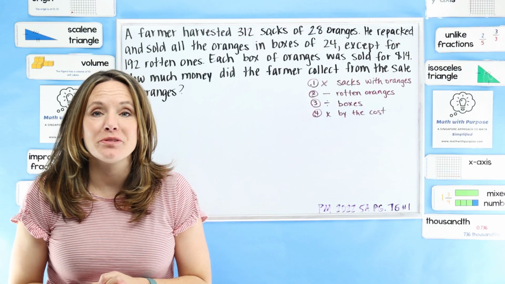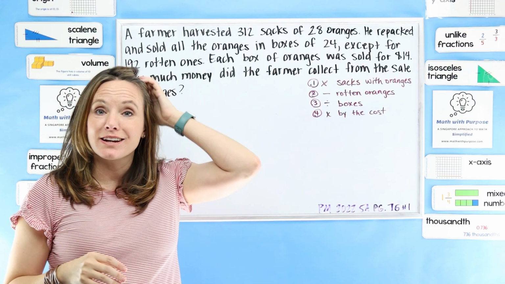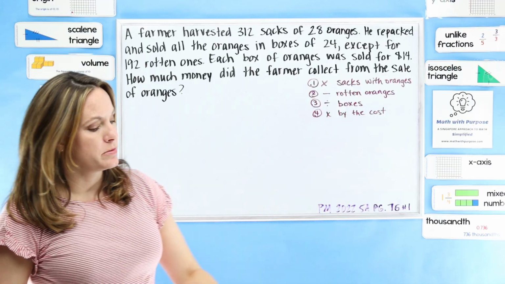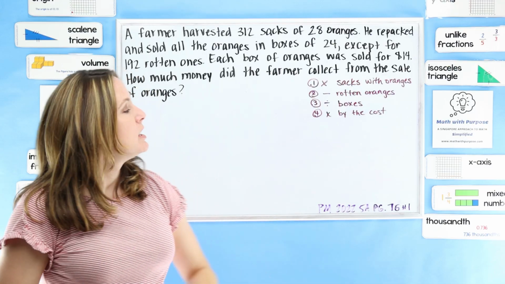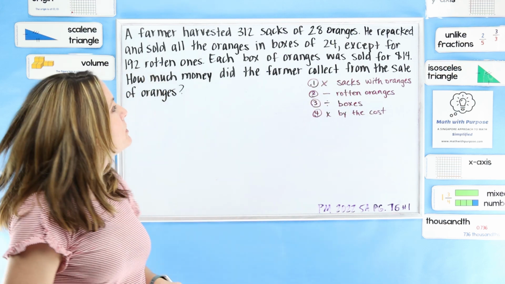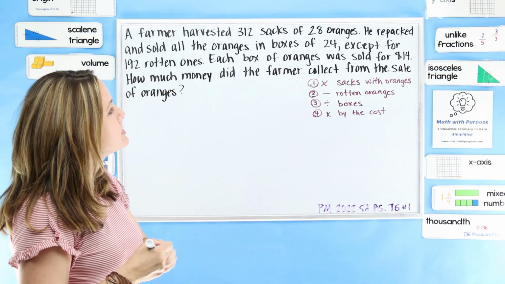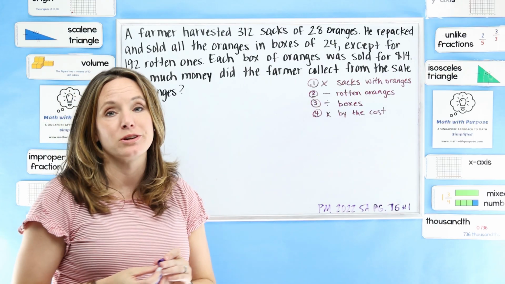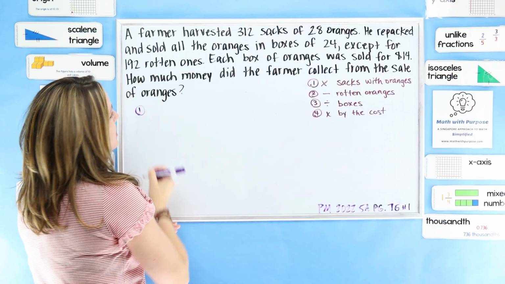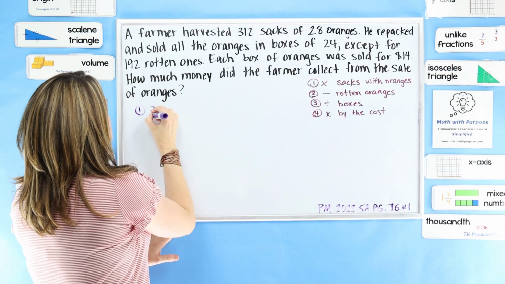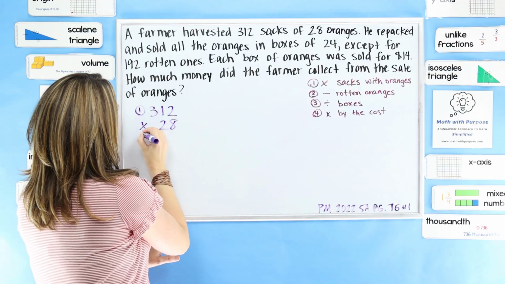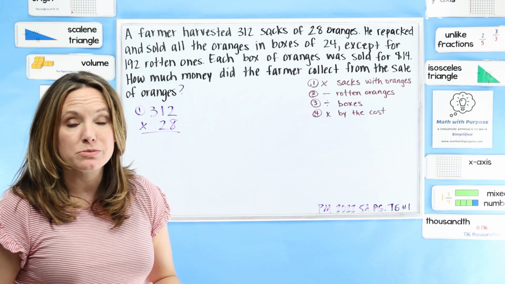Okay, we've got our problem here with our numbers, and now it's time for us to get busy. So if we're looking at our problem and we know what we need to do first, the first thing says we need to multiply the sacks with the oranges. So now we know that we have 312 sacks of 28 oranges. We know what to do. So we need to come over here, and I'll put a 1 next to mine, and we need to multiply 312 times 28.